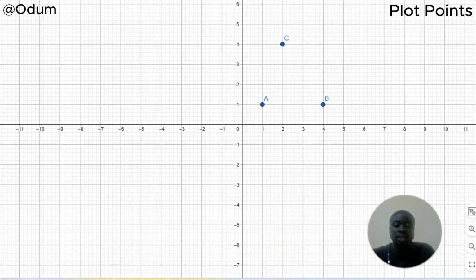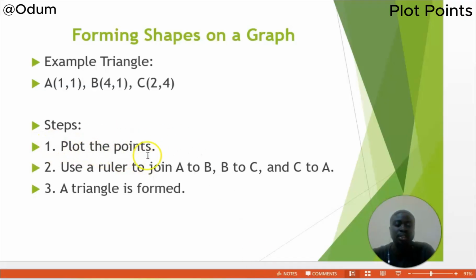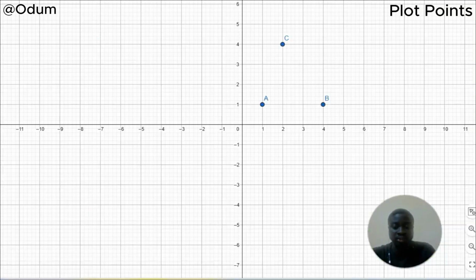Now, let's look at what next we have to do. Now we have plotted the points. Use a ruler to join A to B, B to C, and C to A. Now, if you join all these, a triangle will be formed. So let's see how we are going to form this triangle. You are going to join them together. You have a line segment, join A to B, then join B to C, then join C to A. So this is our triangle.